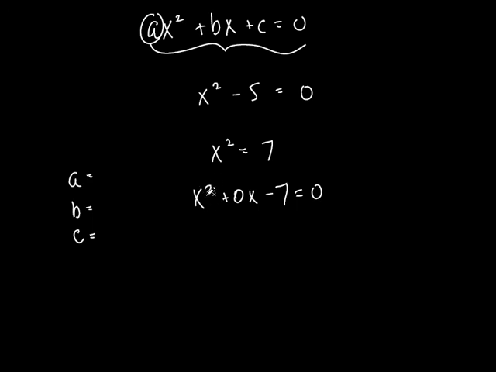So what's being multiplied by x squared here? It's a 1. So a is 1. What is the b? 0. It's 0 because it's 0 times x. And what is the c? It's negative 7. Do you agree with that?